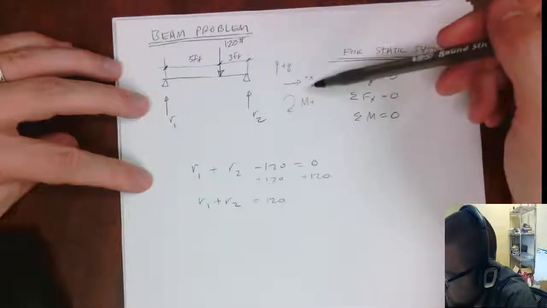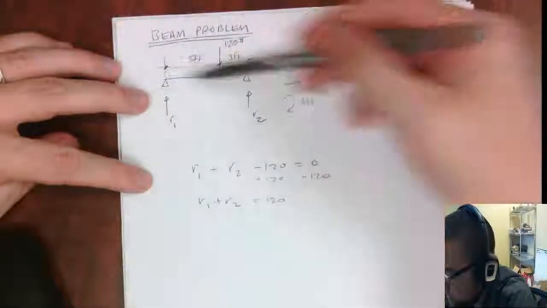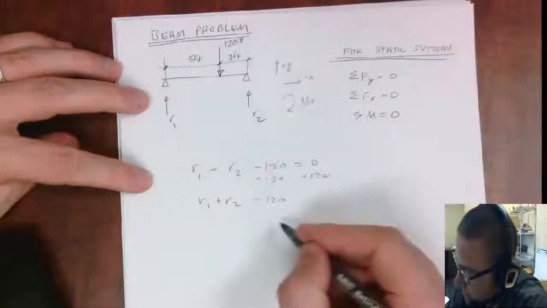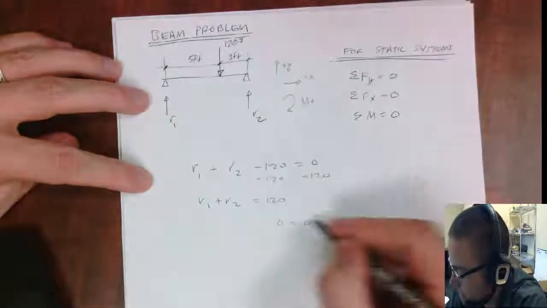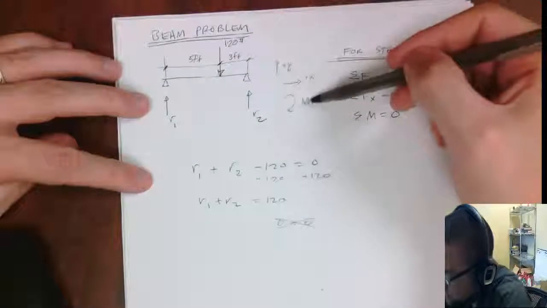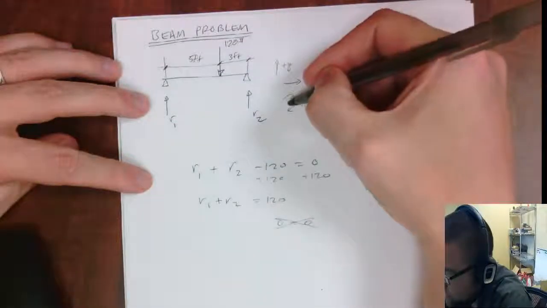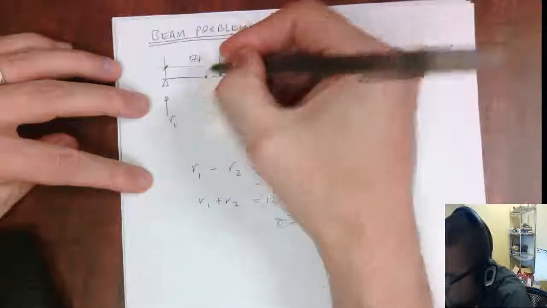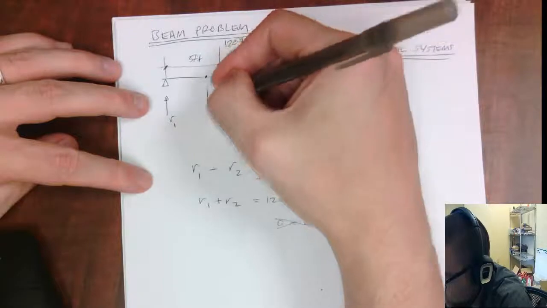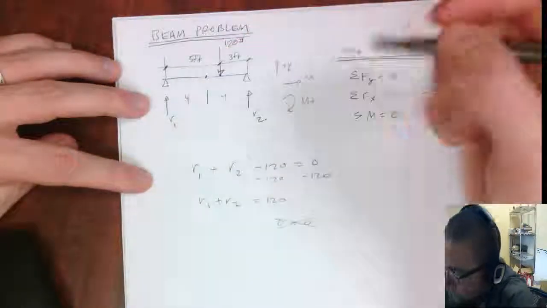Now the summation of forces in the x direction doesn't really tell us anything. There are no forces in the x direction, so it would be 0 equals 0, which isn't important to us. The next one tells us the moment. I have to sum the moments about a point. I'm just going to pick the point right in the middle. You could pick any point. So this is 4 feet and 4 feet because it's a total of 8.